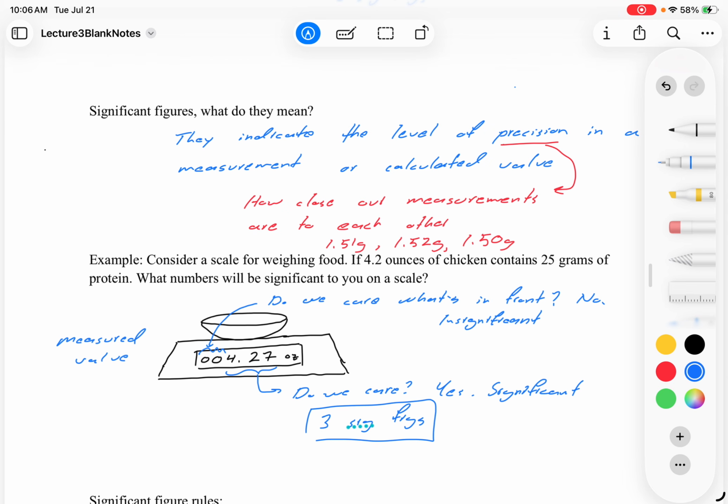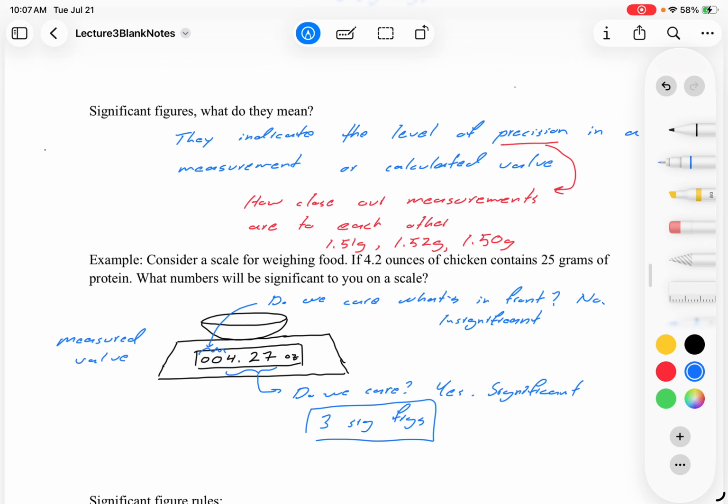We don't care about those 2 zeros in front. They don't mean anything to you. They're insignificant. Those are not significant figures. But we do care about the 4.27 ounces. Those do mean something to you. So they are significant. That is what we mean by significant figures. So we do care about those final digits.